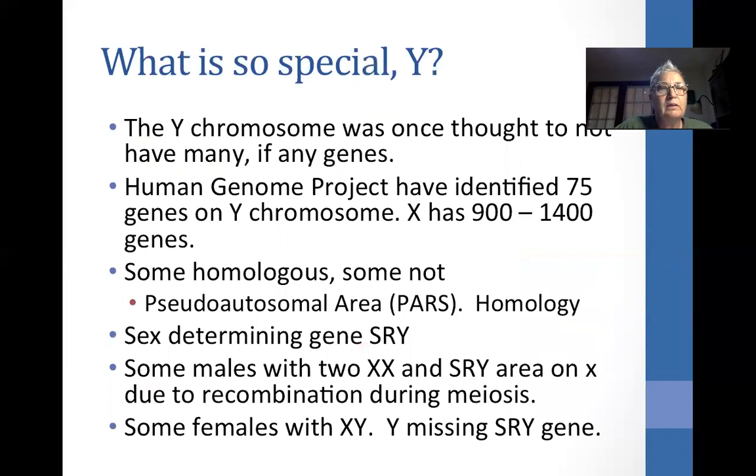So what's so special about the Y? It was thought at one point not to have any, if any, genes, and then the Human Genome Project helped identify 75 genes on the Y chromosome. Compared to the X, it has a lot more, 900 to 1400. And like I said, some of these are homologous, some are not, meaning you have a complementary kind of counterpart to it, but obviously by sheer volume you can't, because there's not enough to go around. And there's this area called the pars, or the pseudo-autosomal area, where the homology would exist, where there's some matching. We've already talked about this, that sex-determining gene is SRY.